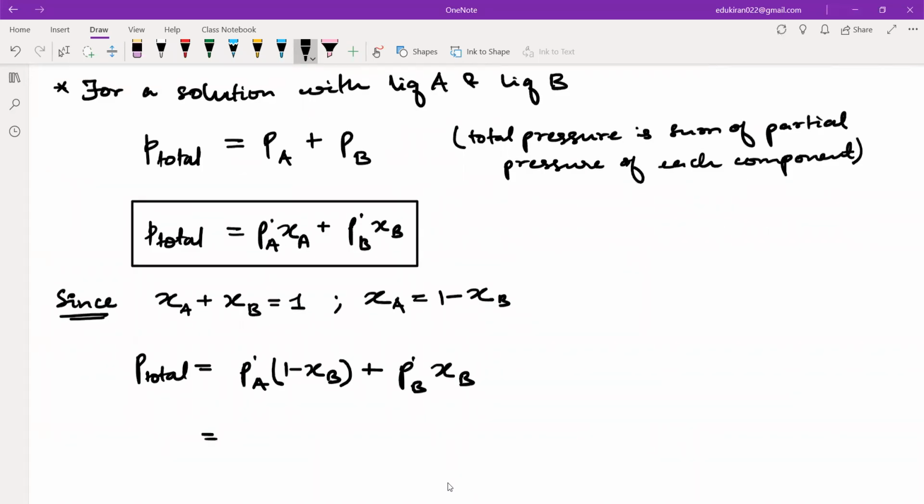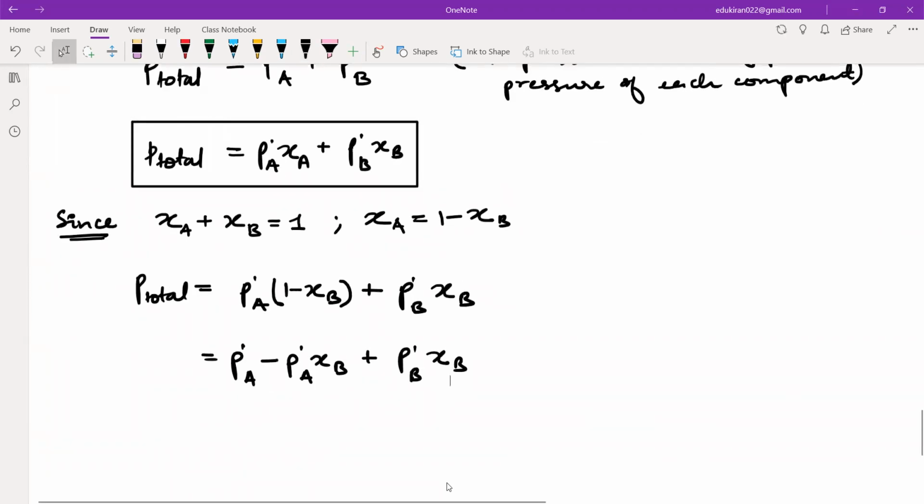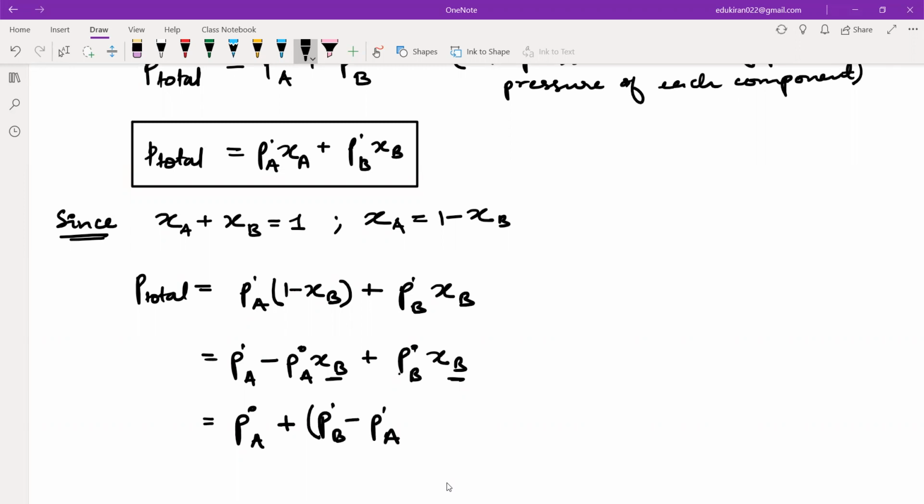अब इसी को expand जब हम कर देंगे, this will be equal to P naught A minus P naught A chi B plus P naught B chi B, है ना? अच्छा, now from here what we can see, here also we have chi B, here also we have chi B, so that can be taken common, so we will have P naught A plus chi B into P naught B minus P naught A. All of you understood this? मैथ से बस थोड़ा ध्यान दे दीजिएगा तो आ जाएगा आपको. Let me know if you have any difficulty from this step to this step. ठीक है?